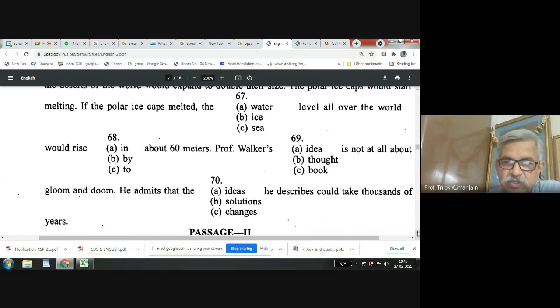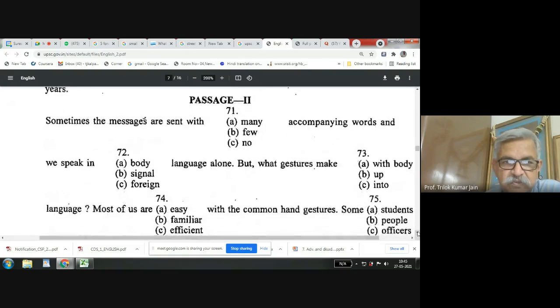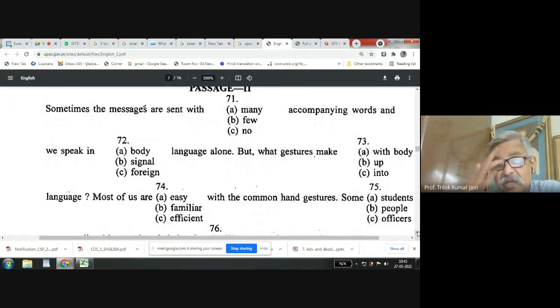Walker's thought is not all about gloom and doom. He admits that the solution, correct answer B, solution he describes could take thousands of years. Yes, correct. Second passage. Sometimes the messages are sent with, what will be the correct answer? Sometimes the messages are sent with few accompanying words, and we speak in. Correct answer B.